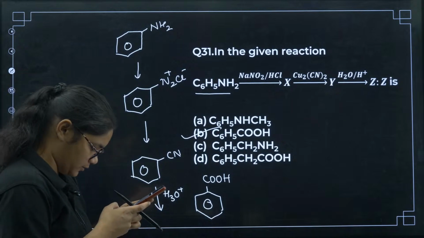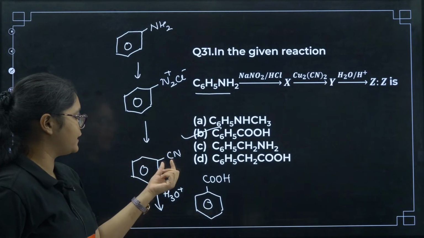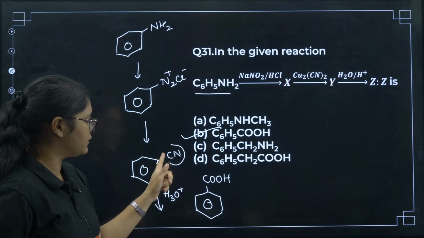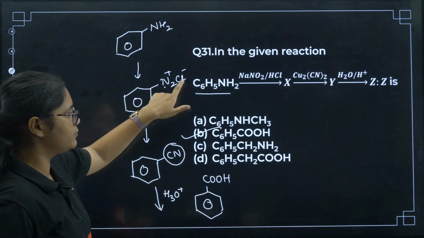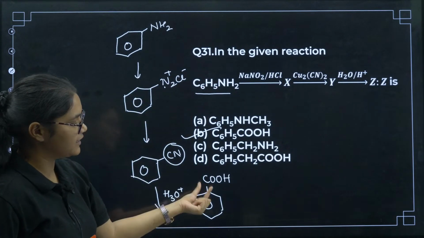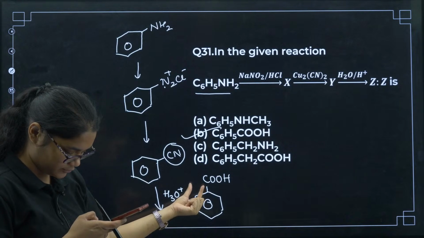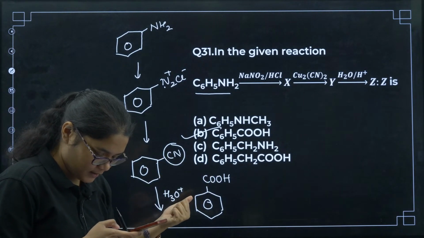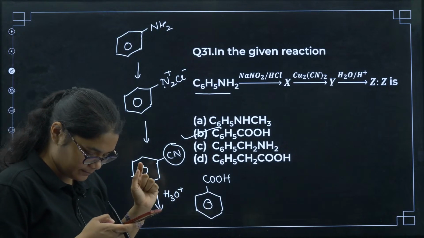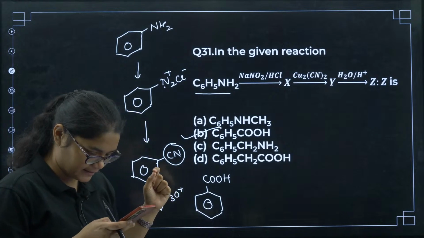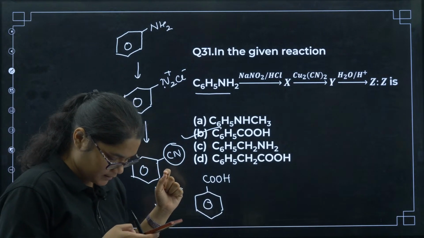See, this CN is a meta directing group, but here it is not directing anything, right? It itself is getting transformed. The N2+ is replaced with the CN group, then the CN group itself is getting hydrolyzed to the COOH group. So there is nothing for the meta directing group. Is it clear? Yes, Shagufta, did you join late? I didn't see your answers before today.